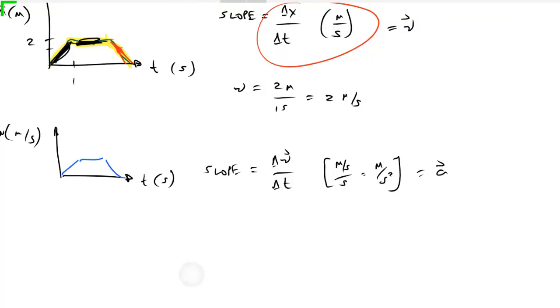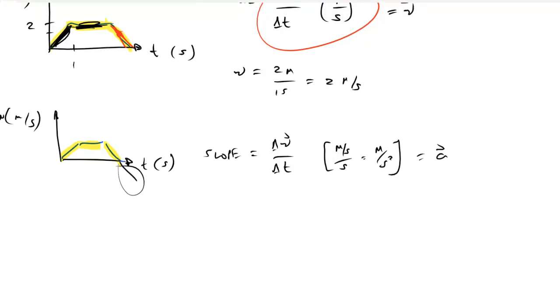So we had some positive acceleration here, some zero acceleration here, and some negative acceleration there. Note here that the velocity remained positive the whole time. Just because the acceleration was negative here didn't mean the velocity was negative. If we had a negative velocity, it would be shown down here. This would have been a negative velocity.